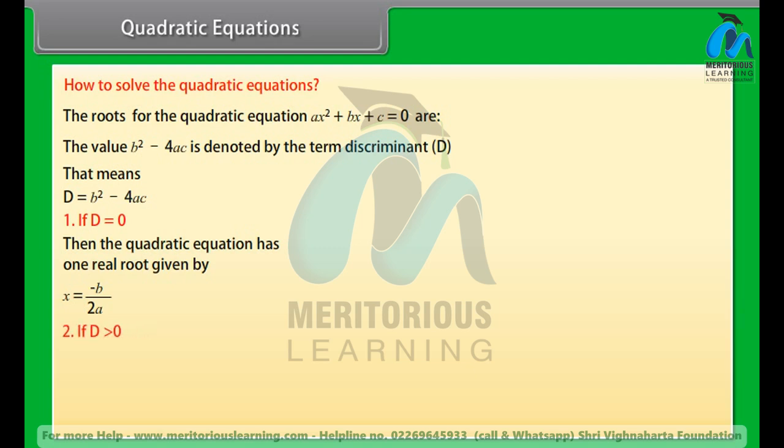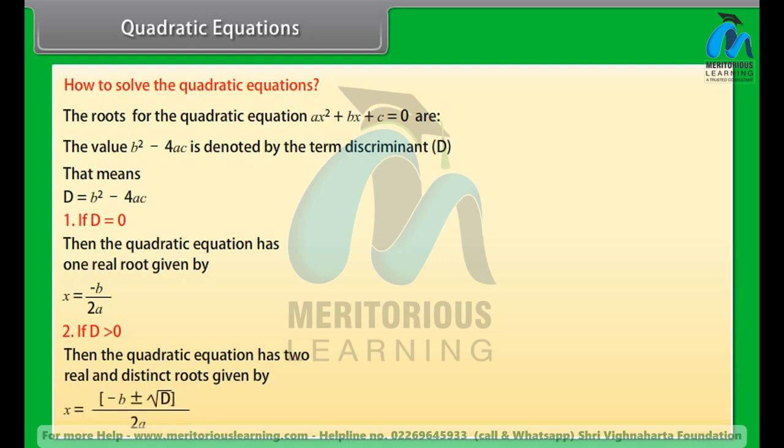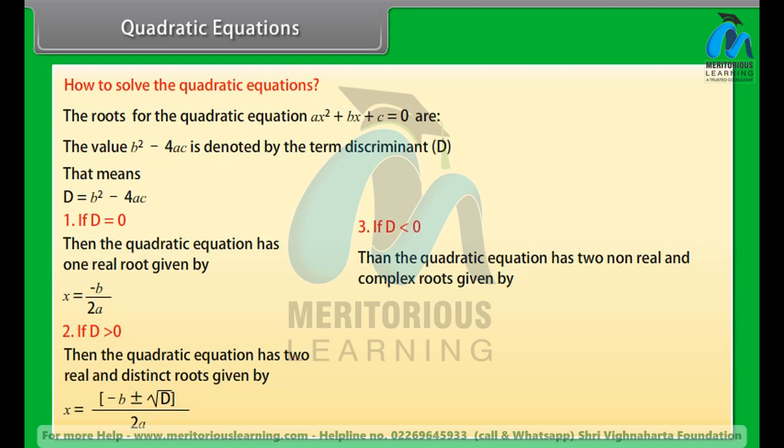2. If D > 0, then the quadratic equation has two real and distinct roots given by x = (−b ± √D)/2a. 3. If D < 0, then the quadratic equation has two non-real and complex roots given by x = (−b ± ι√−D)/2a, where ι is the imaginary number.